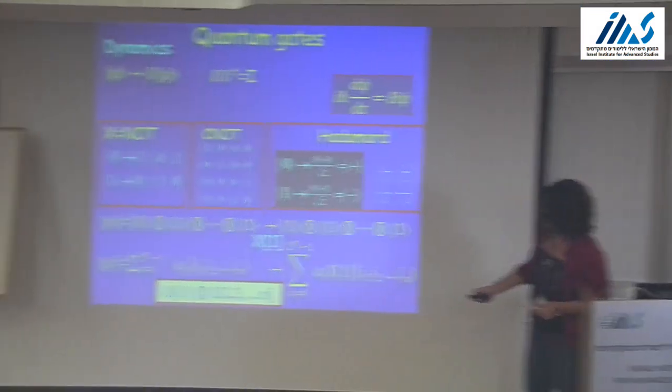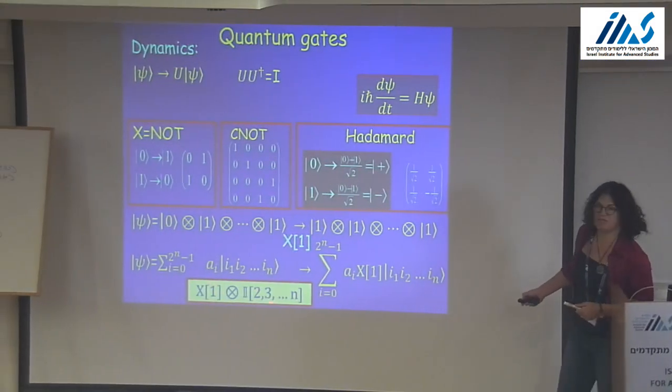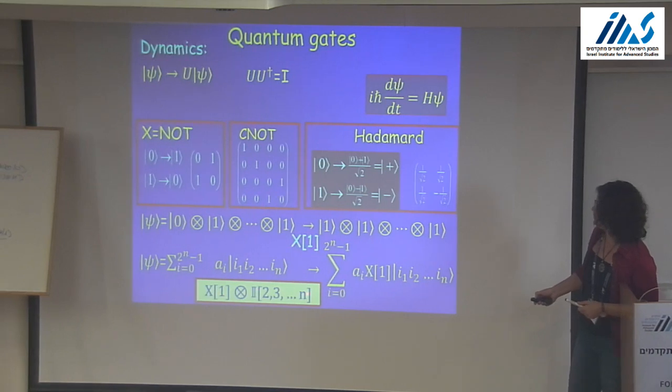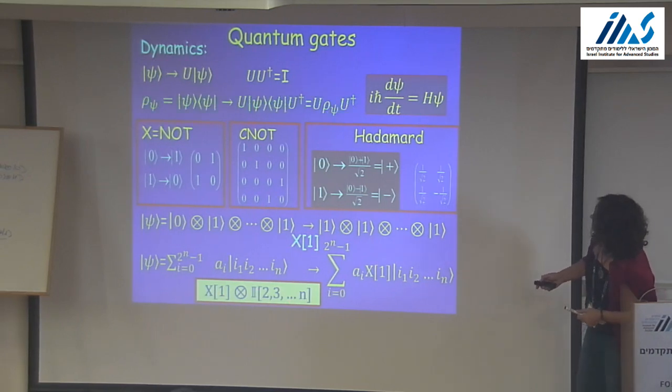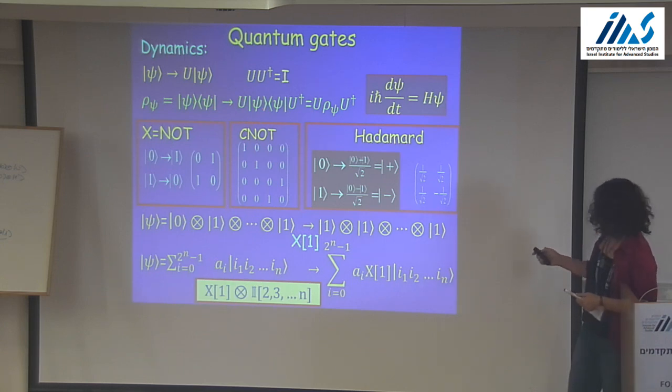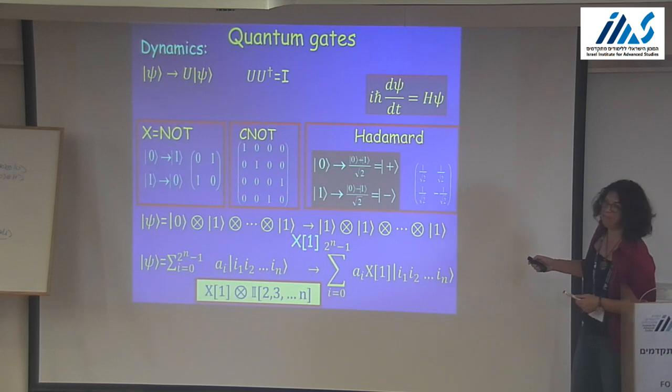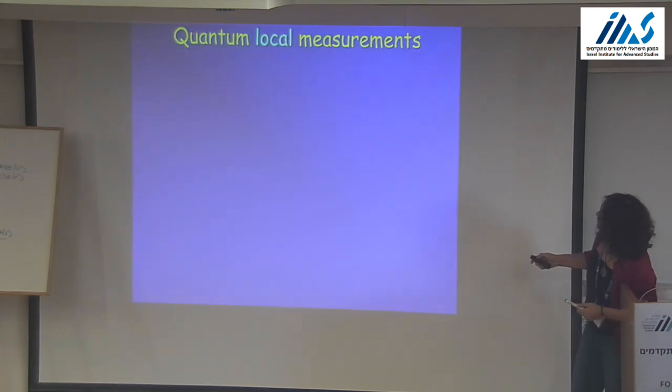And formally this is written as the tensor product. This is just the tensor product of X with identity on the rest of the qubits. In density matrix language, what this does is psi will go to U psi times the dagger of U psi, which is this. So it just conjugates the density matrix. But we won't be using this later. Okay, so that's it for quantum gates.